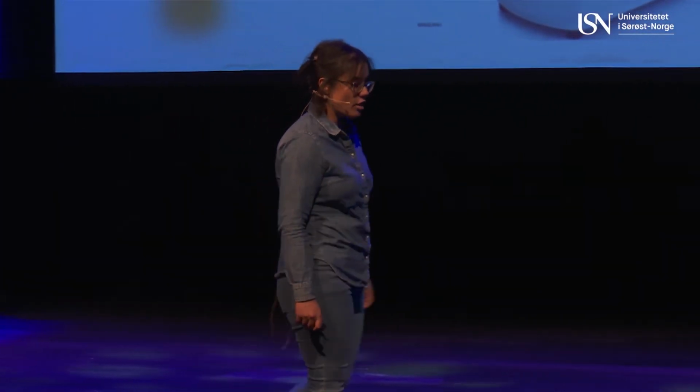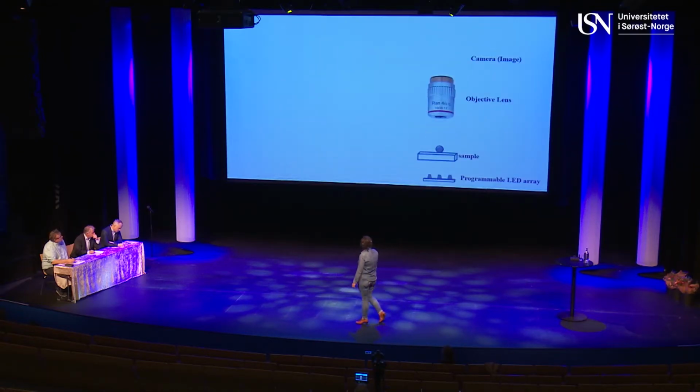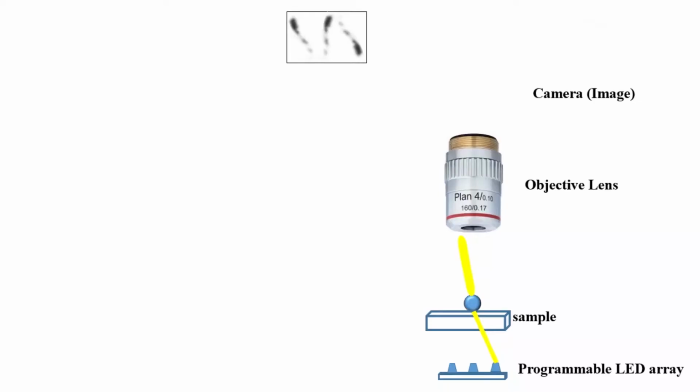So how does it work? It simply uses one programmable LED array and just one low-resolution objective lens, which has a magnification of 4. If you look at this setup, you can illuminate this sample, which is a sperm, 1 by 1, by these LEDs and capture really low resolution and blurry images.